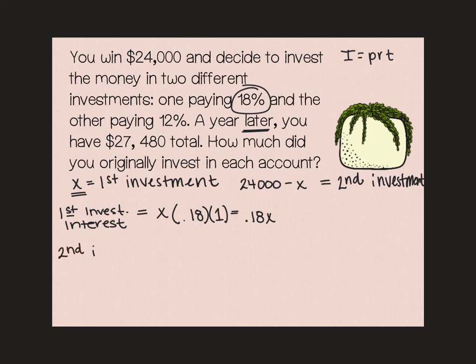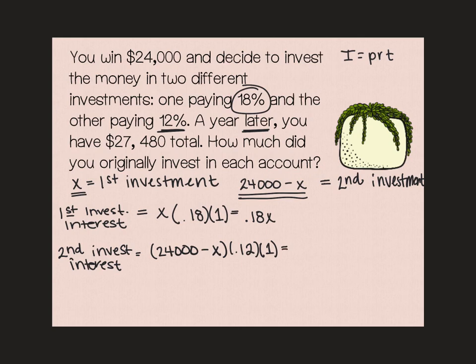My second investment interest would be set up very similarly. It would be our principal amount that we invest, so $24,000 minus X, and make sure you put it in parentheses, times the rate, so the second rate would be 0.12, times the time, which is 1 year. Then I'm going to simplify a little bit. When I distribute, I get 2,880 and then minus 0.12x.